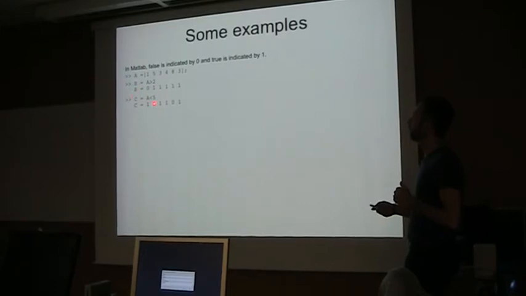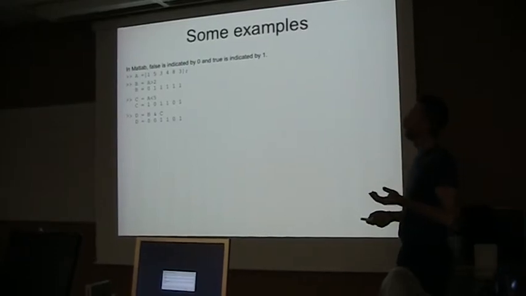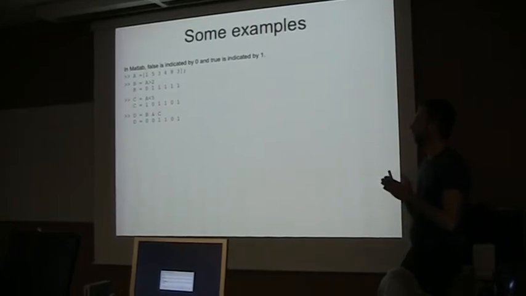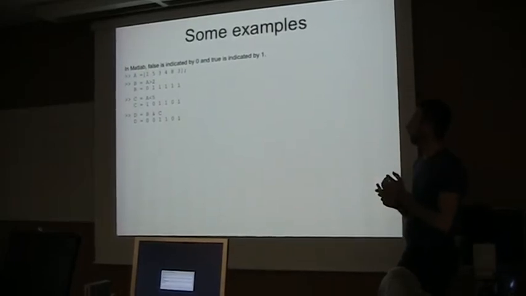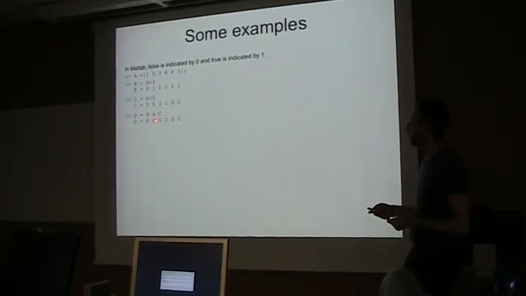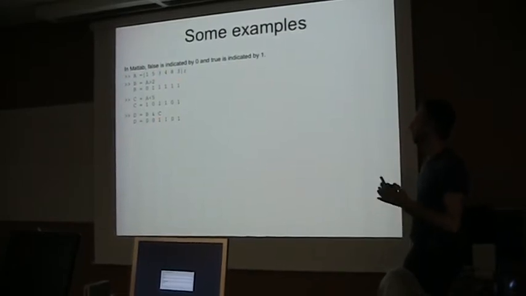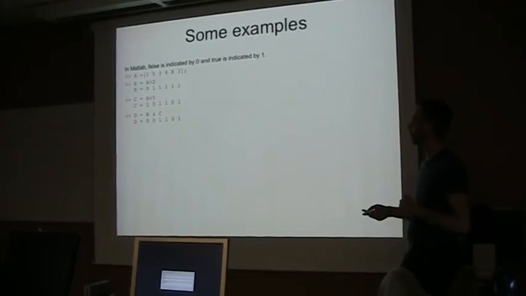I can also create C, which tells me where A is smaller than 5. So C equals 1 here because 1 is smaller than 5. 0 here because it's not true that 5 is smaller than 5. Clear? And I can combine them. So let's create D, which indicates to me which element of A is both bigger than 2 and smaller than 5. So that's what I'm doing here. And only 3, 4, and 3 are smaller than 5 and bigger than 2. So we have 3 ones.